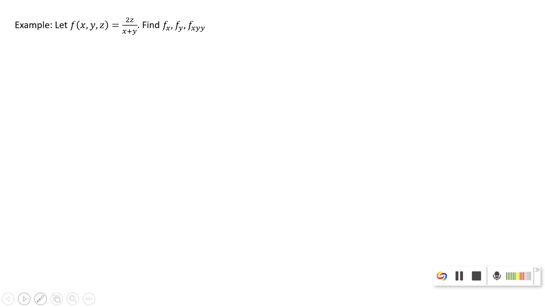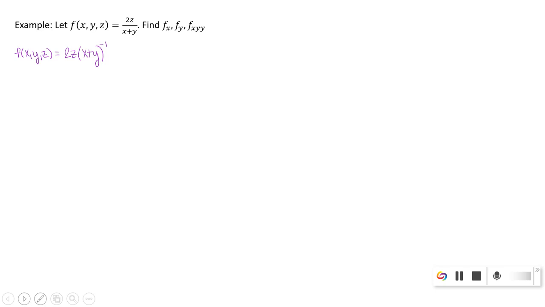In this problem, however, they want us to find f sub x, f sub y, f sub xyy. So we'll do one at a time. I'm going to start with the f sub x. And I think I'd rather not use the quotient rule. Since x is only in the denominator and not also in the numerator, I don't actually have to use the quotient rule. Instead, I'm going to rewrite this function as 2z times x plus y to the negative 1.